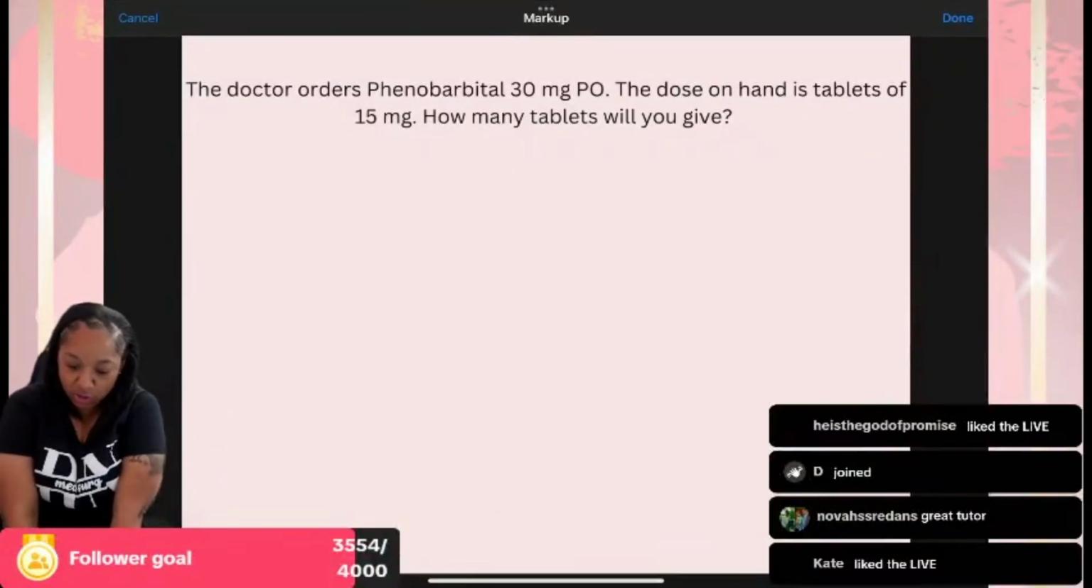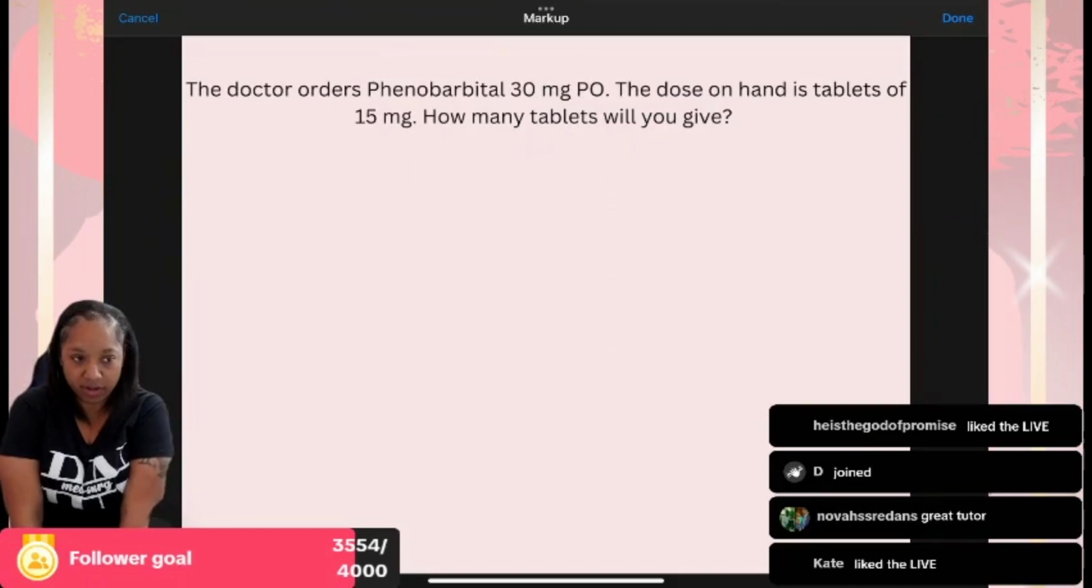All right. The doctor orders phenobarbital 30 milligrams by mouth. The dose on hand is tablets of 15 milligrams. How many tablets will you give?